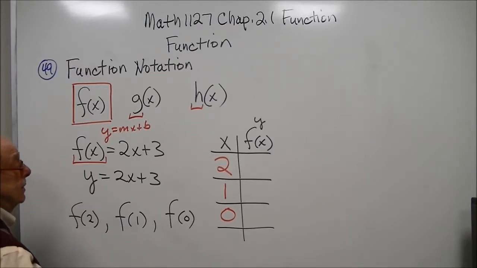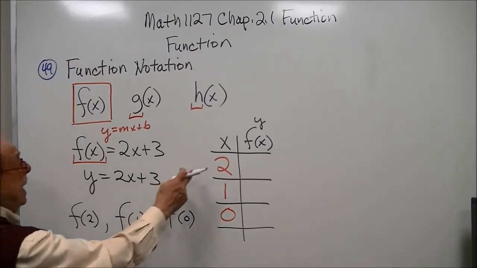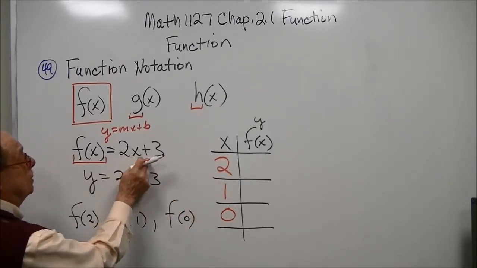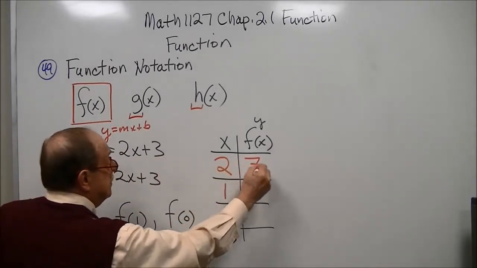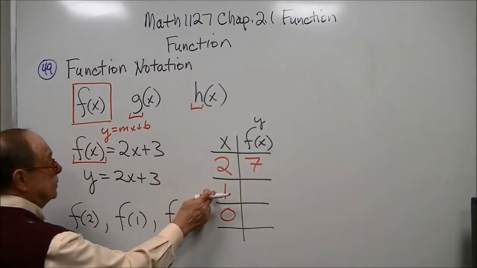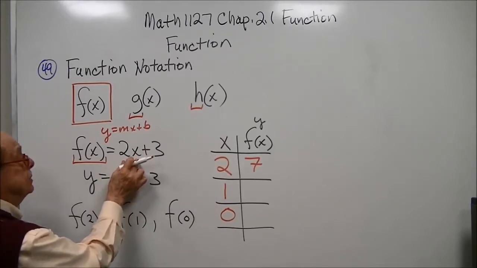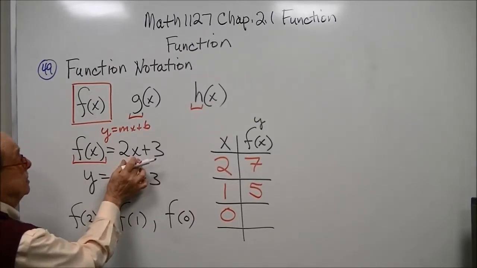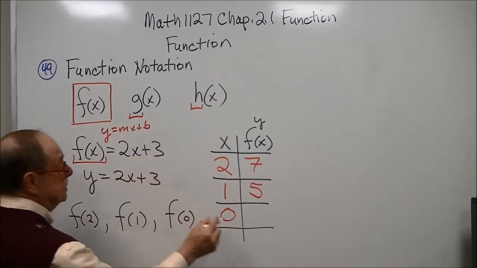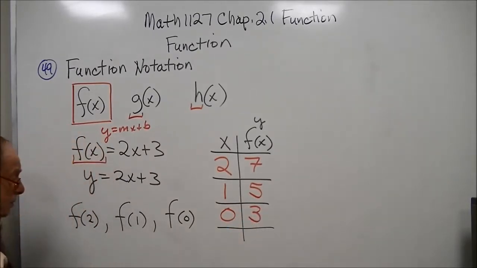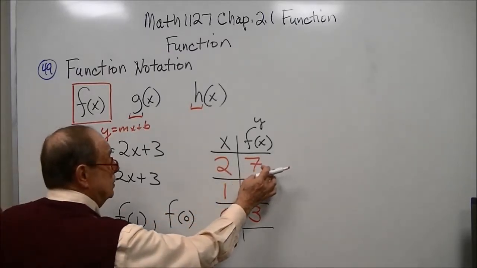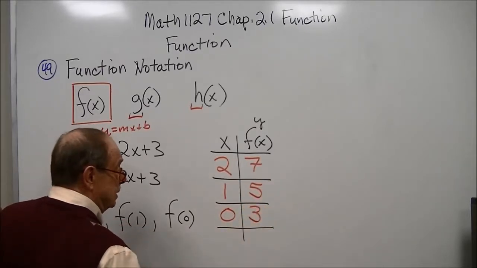So what is that? Well, if x is a 2, 2 times 2 is 4, 4 plus 3 is 7. If x is a 1, 2 times 1 is 2 plus 3 is 5. If x is a 0, 2 times 0 is 0, this becomes 3. So you would say then, when f of x, where x is 2, the function, the y value, is 7. This is your end result.